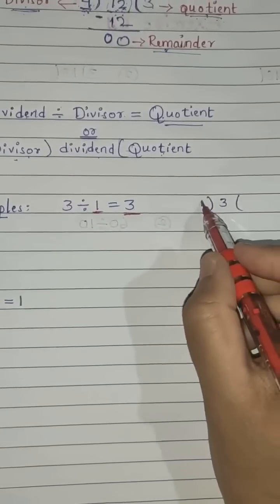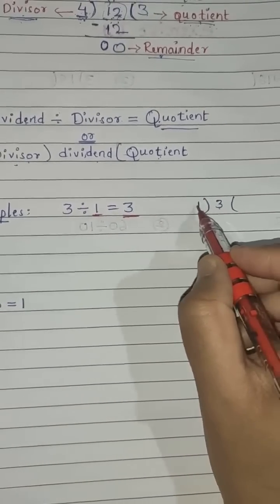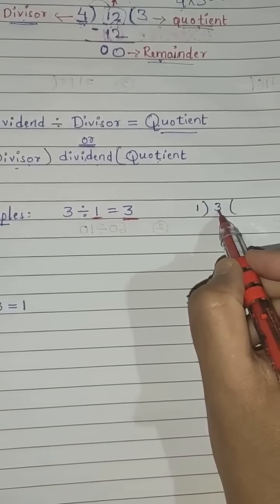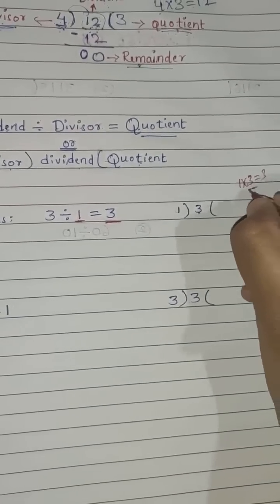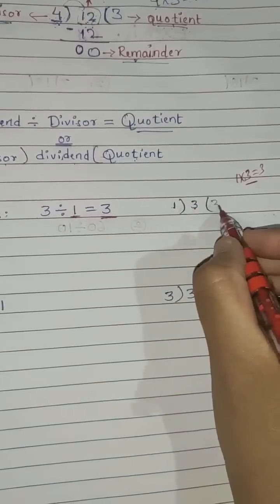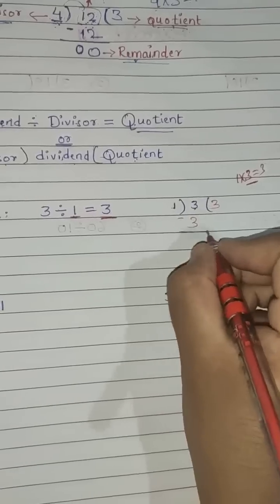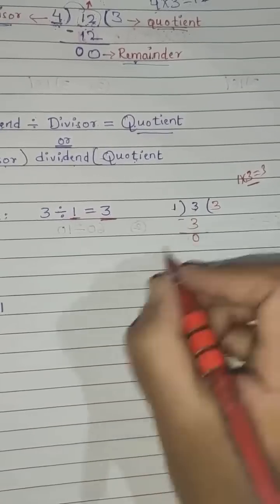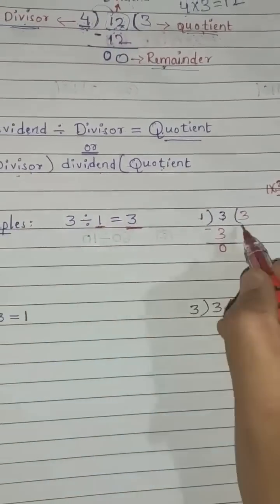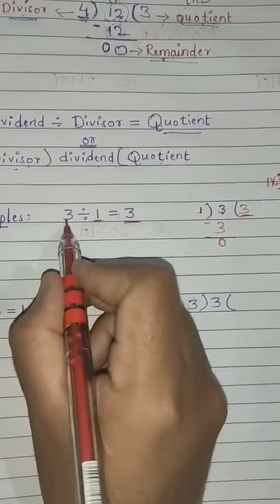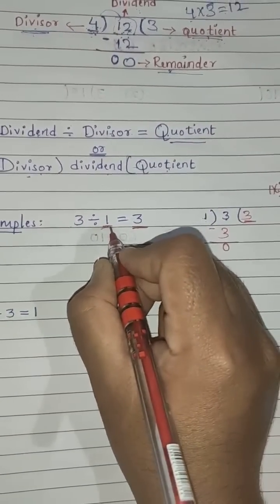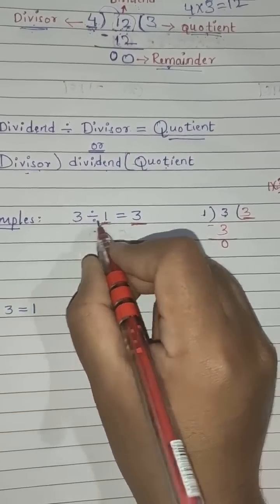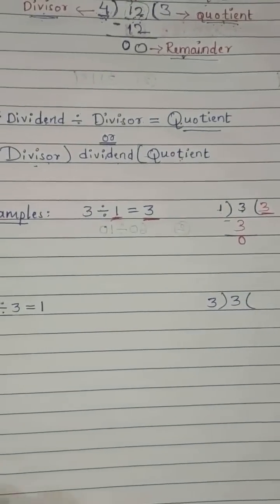Here you can divide. 1 is the divisor, 3 is the dividend. So 1 ones are 1, 1 twos are 2, 1 threes are 3. Let's subtract it. 3 minus 3 is 0. So what is the answer here? 3. 3 is the number itself. So any number divided by 1 gives the number itself as a quotient. Okay, this is one point.